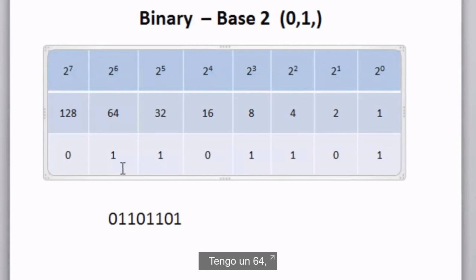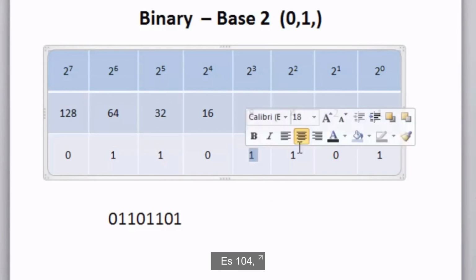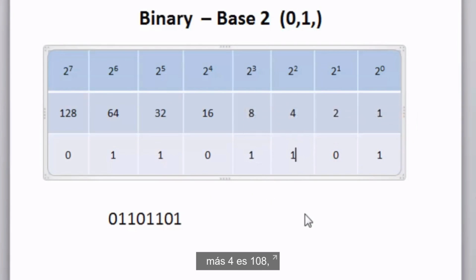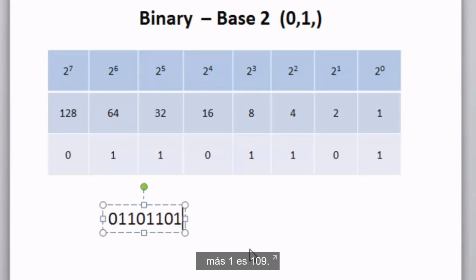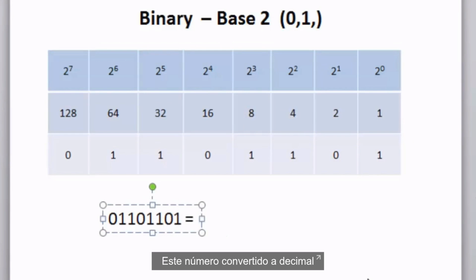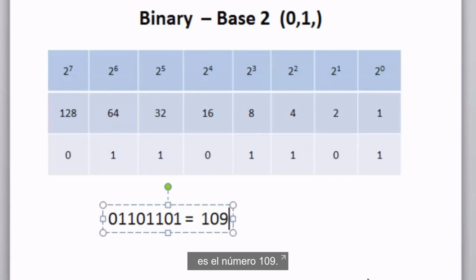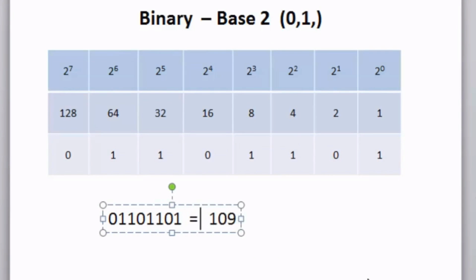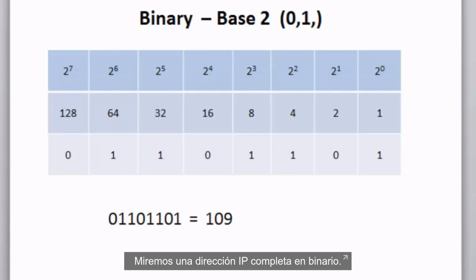I have a 64 and I have a 32. 64 plus 32 is 96. Plus I have an 8, that makes 104. Plus 4 makes 108. Plus 1 makes 109. This number converted to decimal is the number 109. Now let's look at a full IP address in binary.